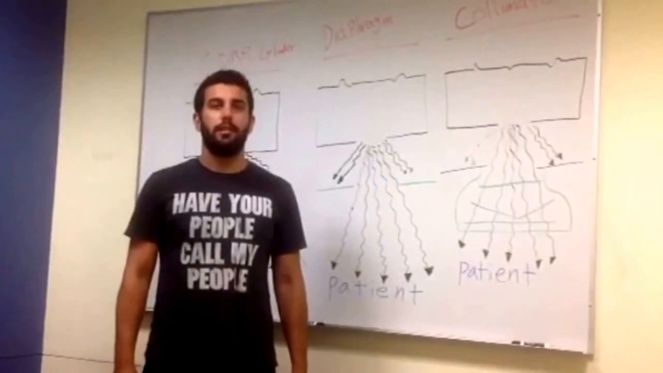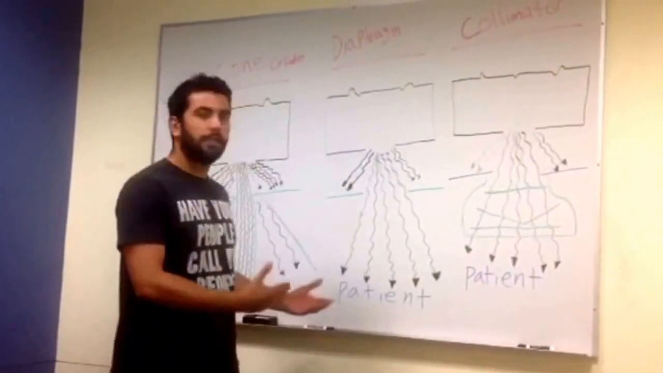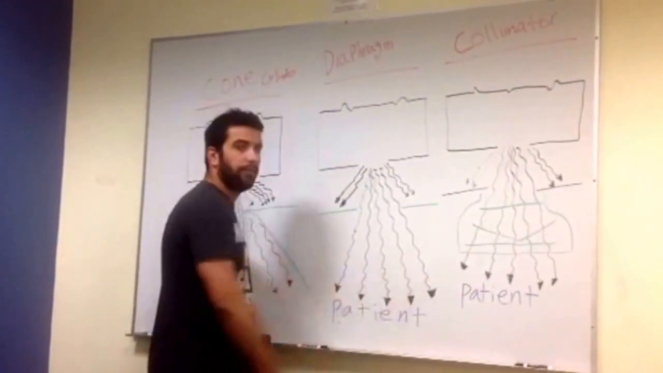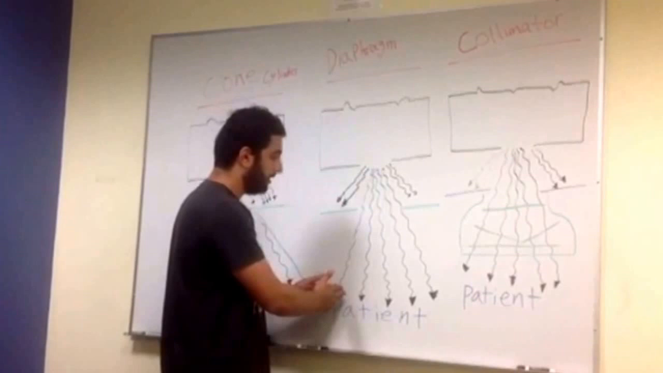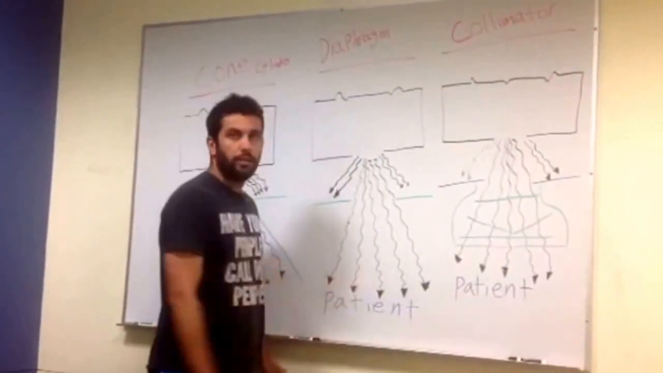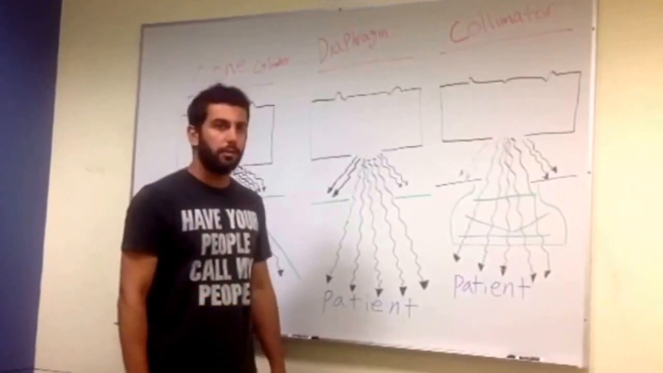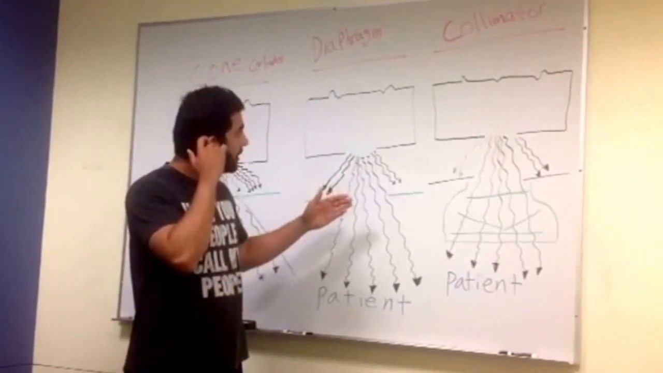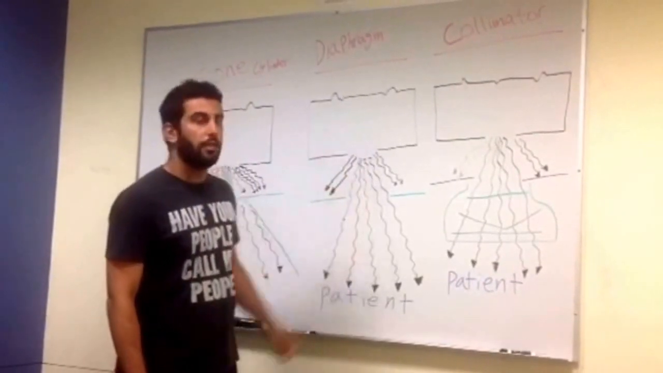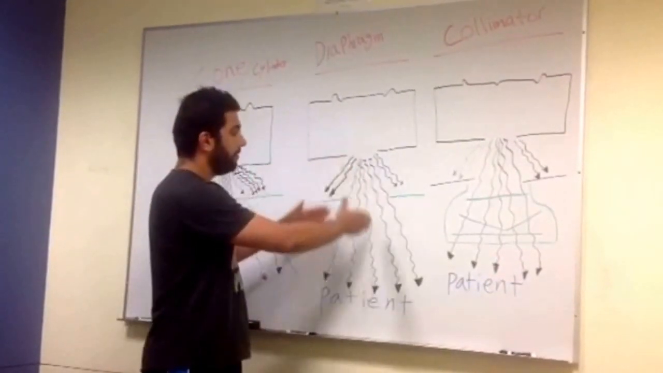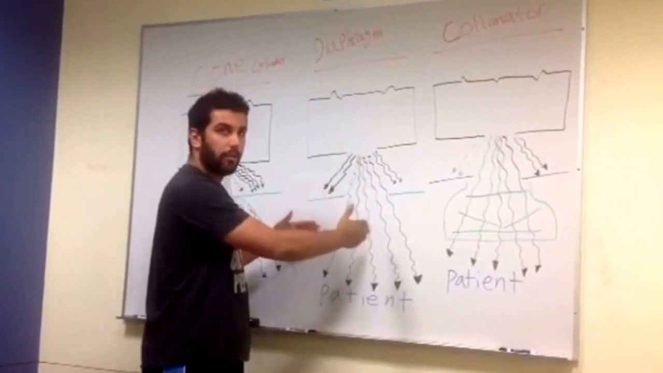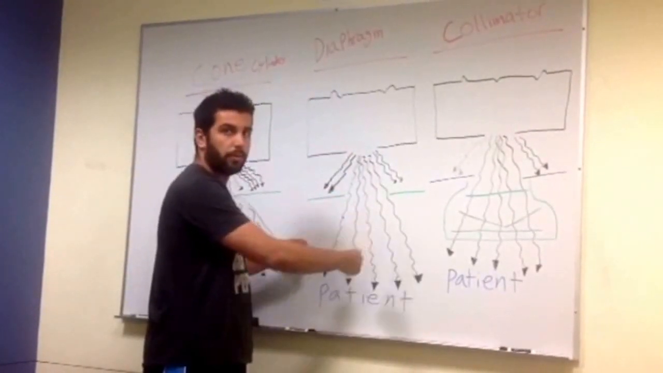There are 3 factors that contribute to the increase in scatter radiation. The first one is X-ray field size. As you can see here, the larger the field size, the more scatter radiation is going to be produced. The second factor is the increase in the kVp, which is the energy. The more kVp, the more energy from the beam, the more scatter radiation we are going to produce.